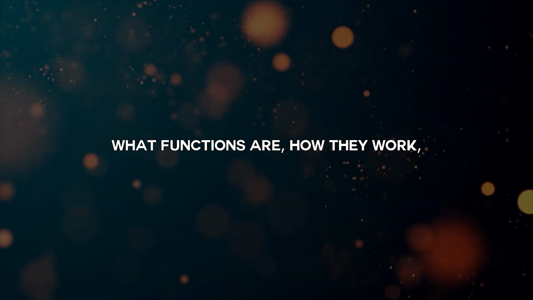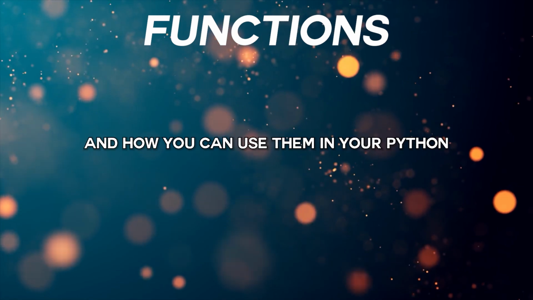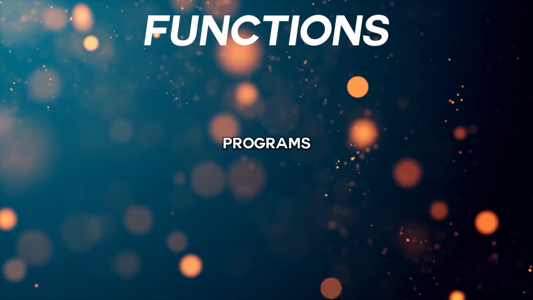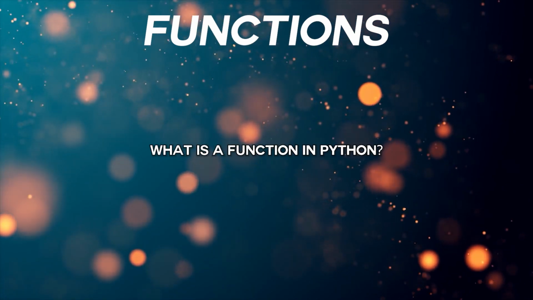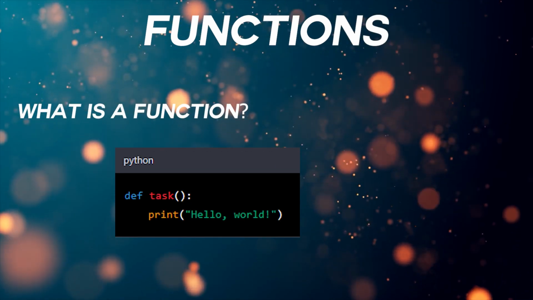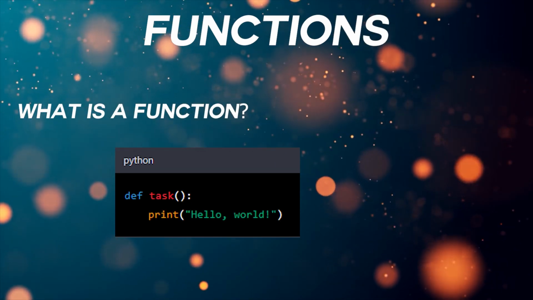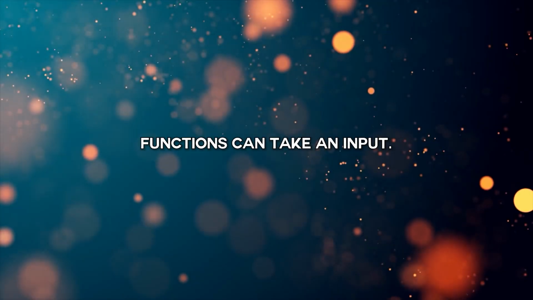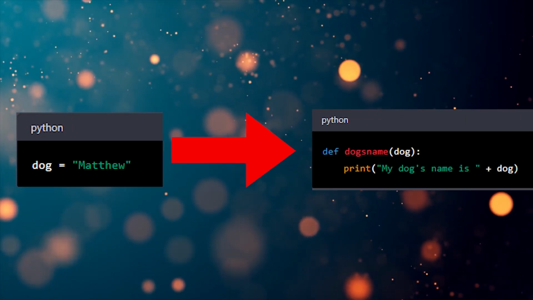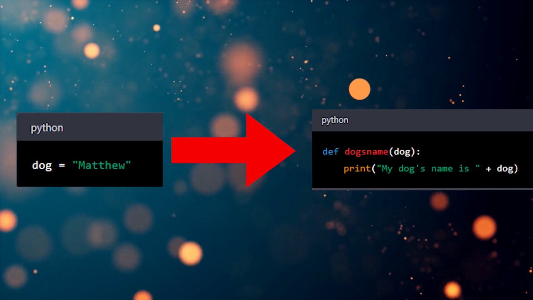Now let's discuss what functions are, how they work, and how you can use them in your Python programs. Let's start with the basics. What is a function? In Python, a function is a reusable block of code that performs a specific task. Functions can take in input, perform some operation on that input, and then return a result.